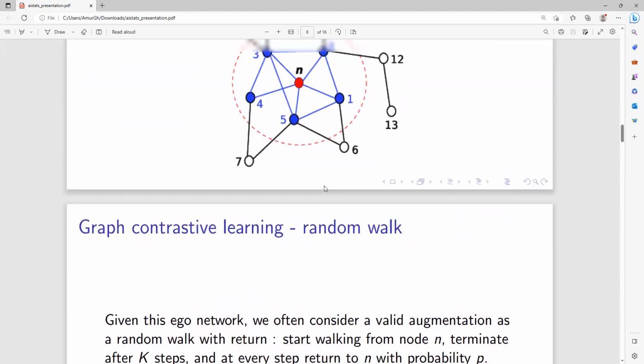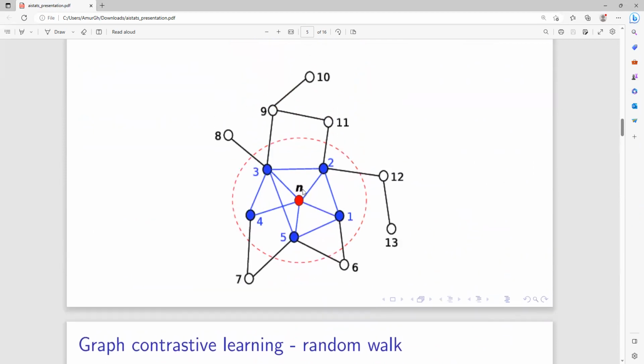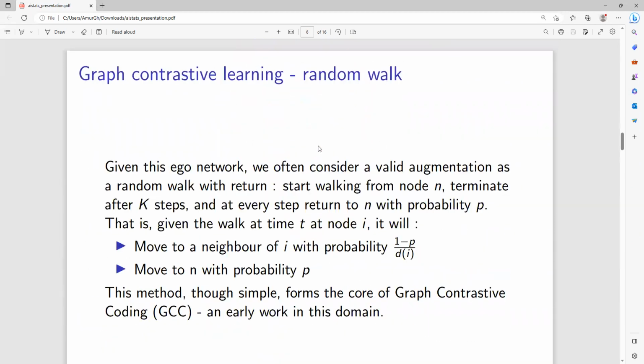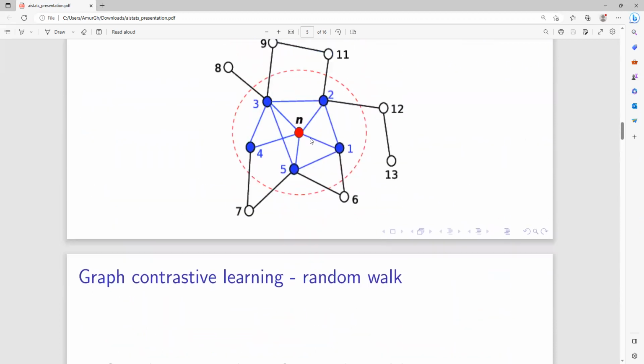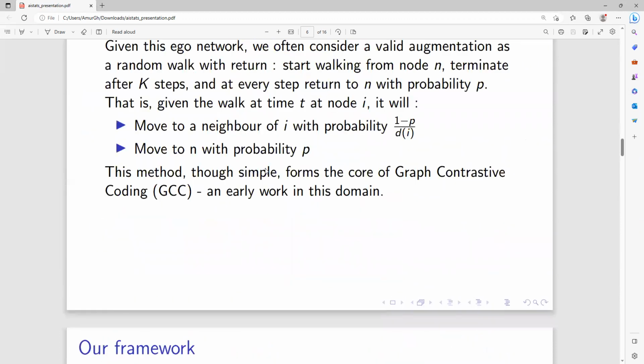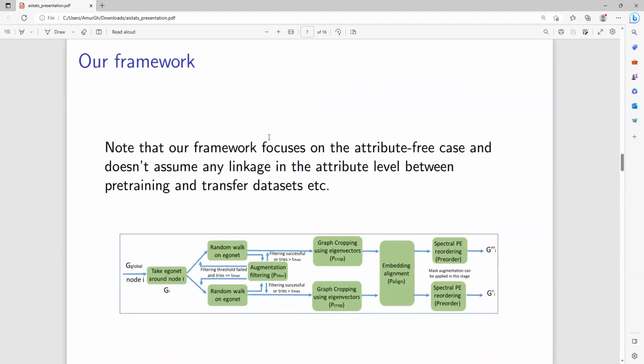So generally, what happens in random walk is that it subsets a group of the nodes, which is quite close to n, and kind of gives you a view around n. And these different views form your contrastive pairs. But our framework is going to focus a little bit differently.